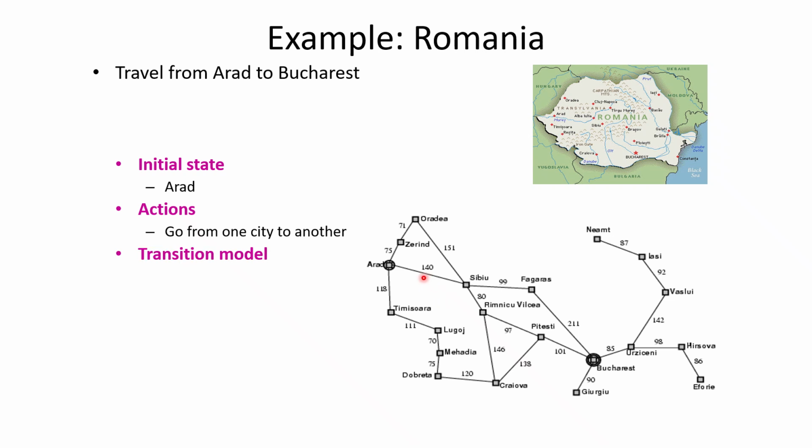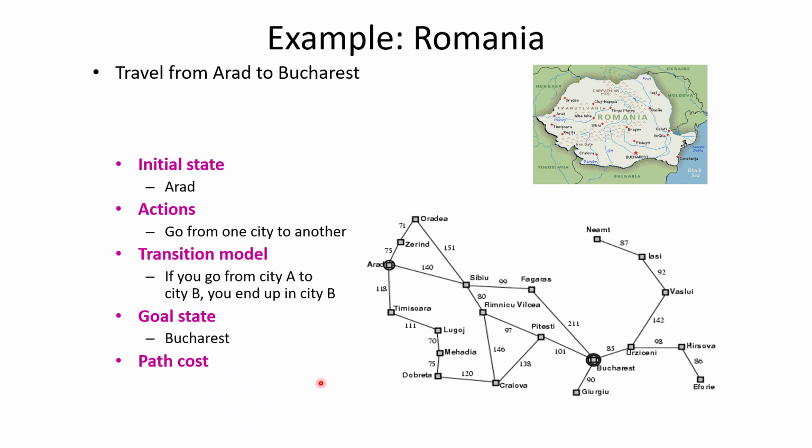The transition model tells us what happens when we take an action. If we move from city A to city B, we simply arrive in city B. Our goal state is the city of Bucharest. Finally, the path cost is calculated as the sum of the distances along the edges we travel. This problem setup helps us understand how search algorithms explore the state space to find the optimal route.